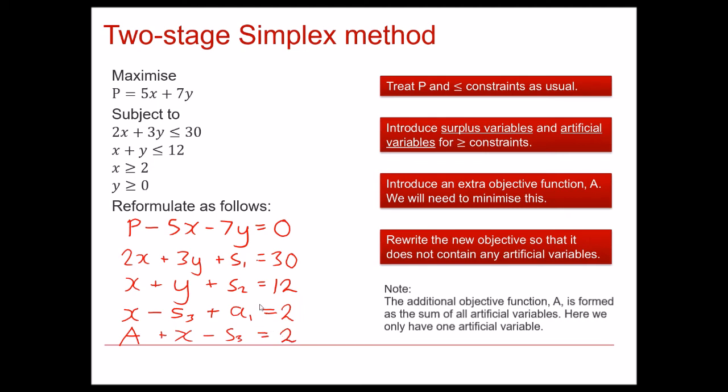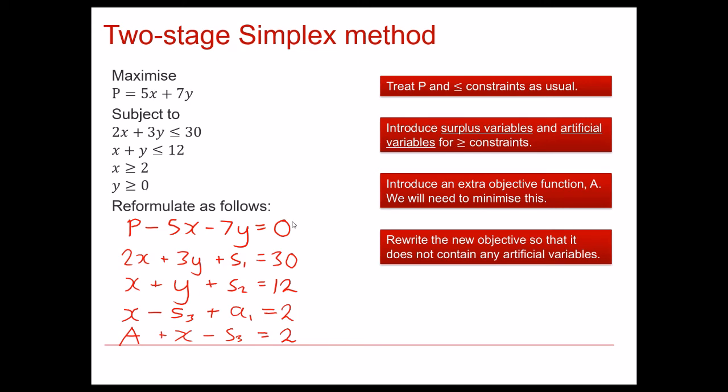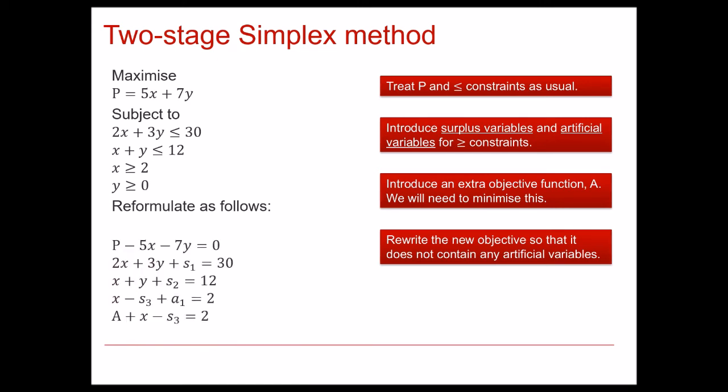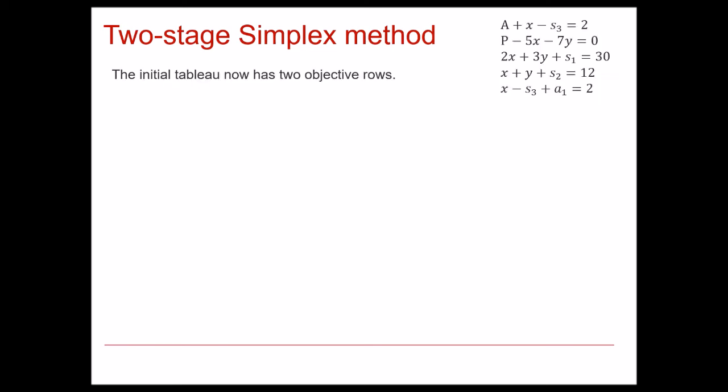Now, the first stage is going to be to minimize A, and once we've minimized A, we're going to be inside the feasible region, and we can then concentrate on minimizing P. So, what do we need to do from there? Let's just tidy those equations up. We then transfer those coefficients into the simplex tableau in the usual way.